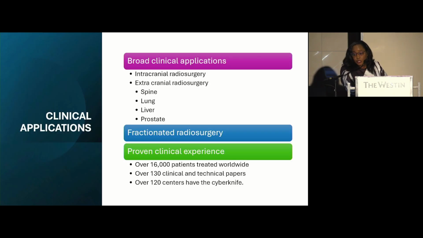Clinical applications: intracranial radiosurgery. This is the most common that we use now. We've just had it for about a year, so we're not able to do SBRT as yet. So these are some of the challenges that we hope the GHOS experts will help us with. But there is spine, lung, liver, and prostatic. We do fractionated radiosurgery. We do it in 5 fractions, either 25 or 30 gray. And of course, the clinical experience has been proven. We have quite a number of papers that are being published all the time.